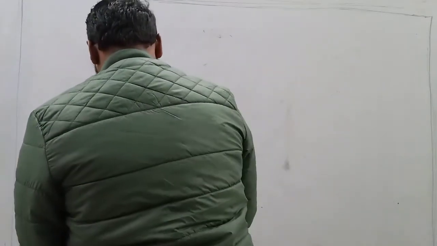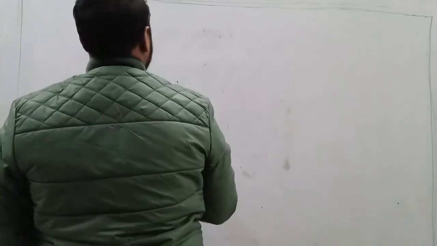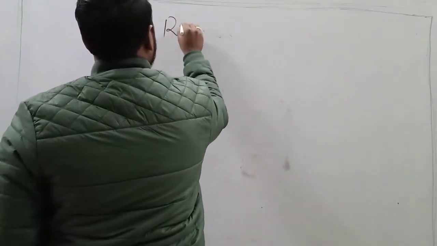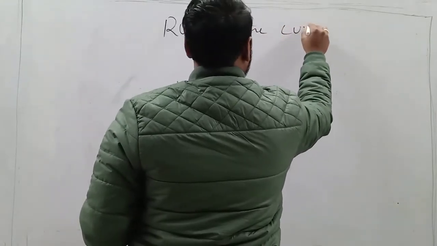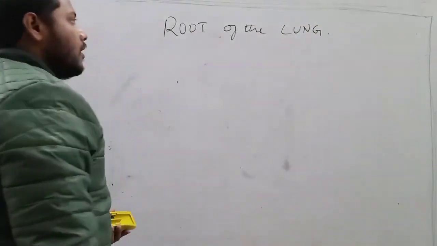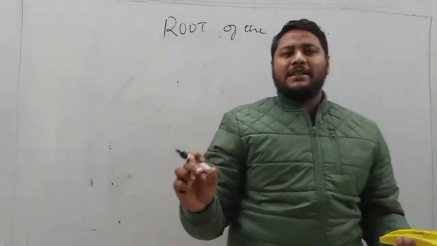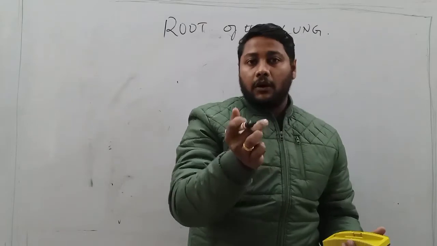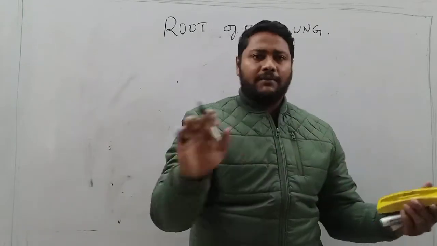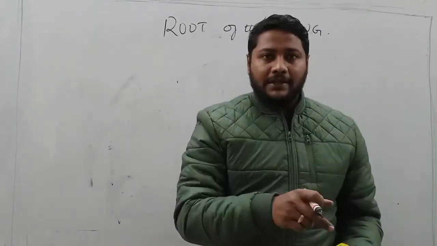Alright, the root of the lung. Okay, what is the root of the lung? Now, this root of the lung is basically a short broad pedicle which is connecting the medial surface of the lung to the mediastinum. Simple as that. It is a short broad pedicle connecting.